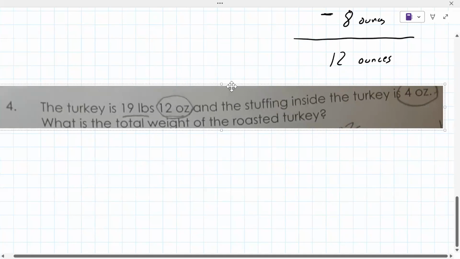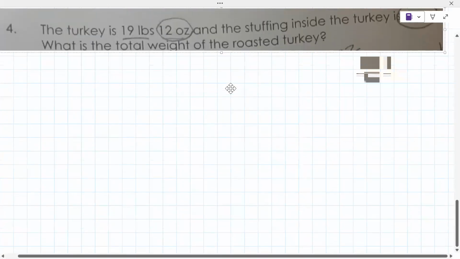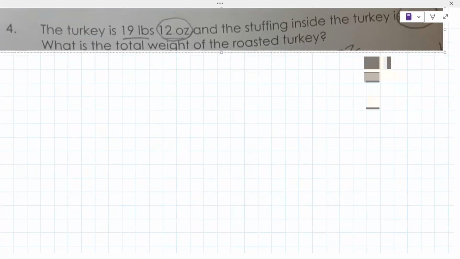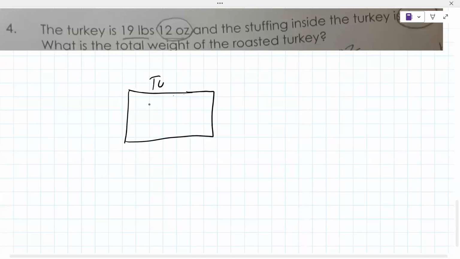Okay, so it says the turkey is 19 pounds and 12 ounces, and the stuffing inside the turkey is 4 ounces. What is the total weight of the turkey? So the picture is you have, and I'm not very good, so we're just gonna call this the turkey. And then the stuffing.